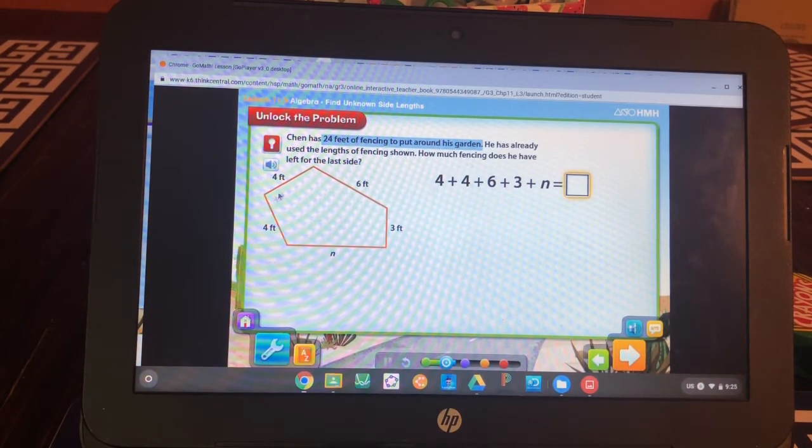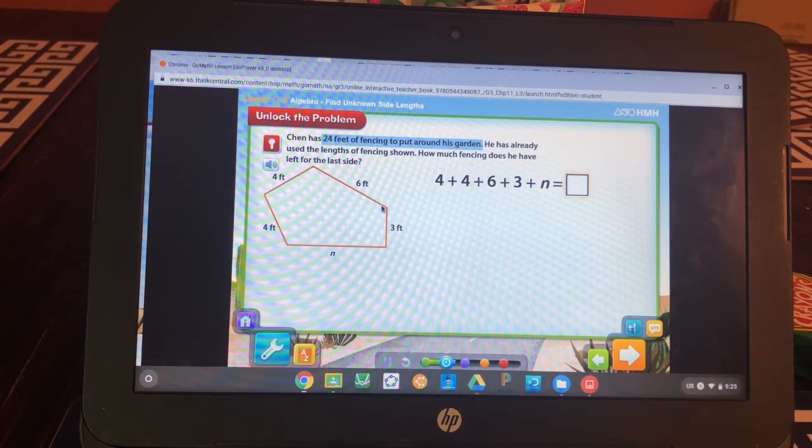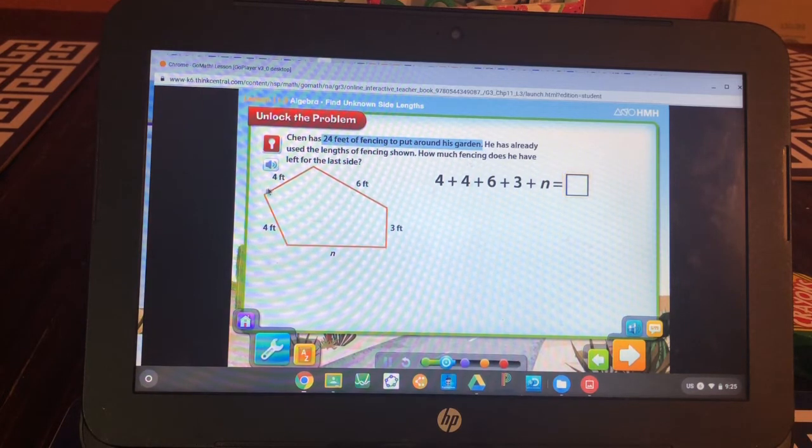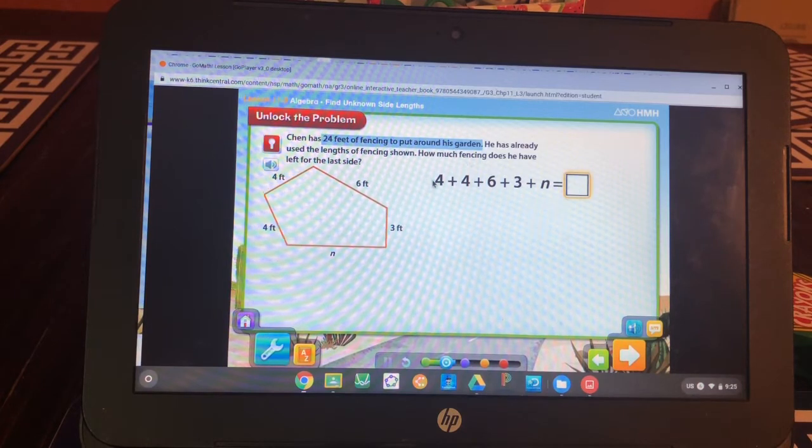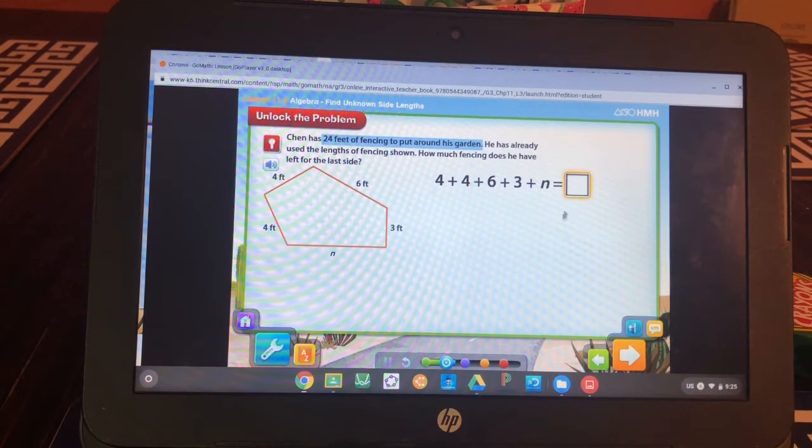And remember, perimeter is the distance around a shape. The difference between perimeter and area is that perimeter is just going around the shape, just like a fence goes around a yard, whereas area is all the space within a shape, like the grass in a yard. So when we look at 24, we know that 24 is what it's all going to add up to because the perimeter is 24. So every side added together equals 24. Chen has 24 feet of fencing to put around the garden, so the perimeter is 24 feet.